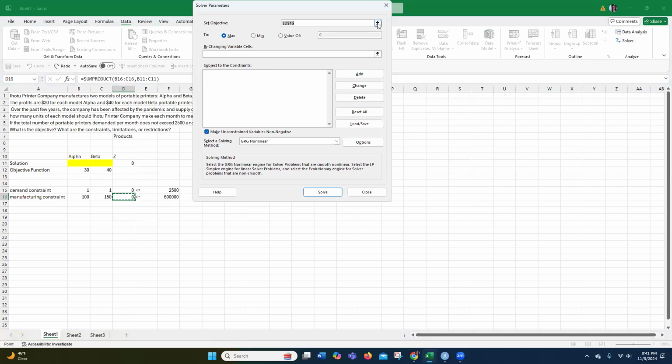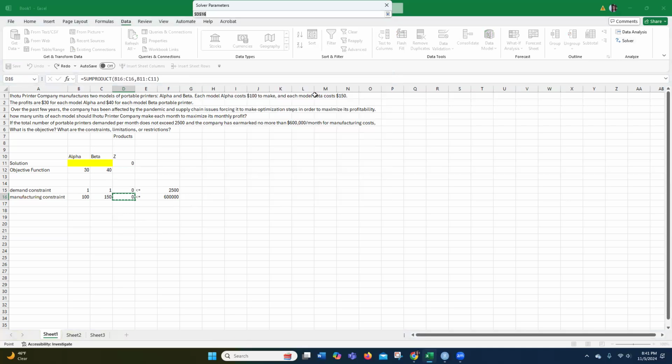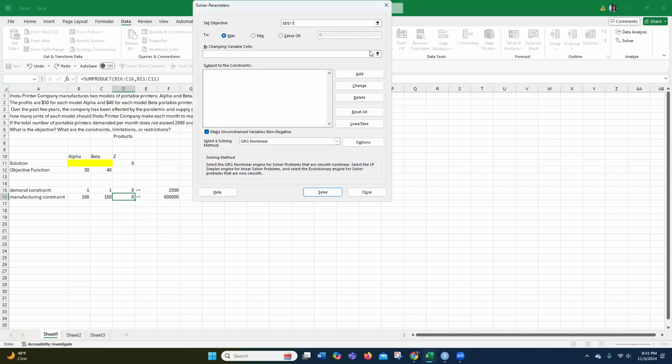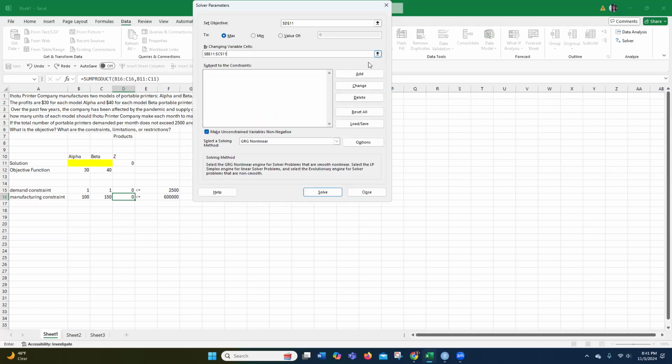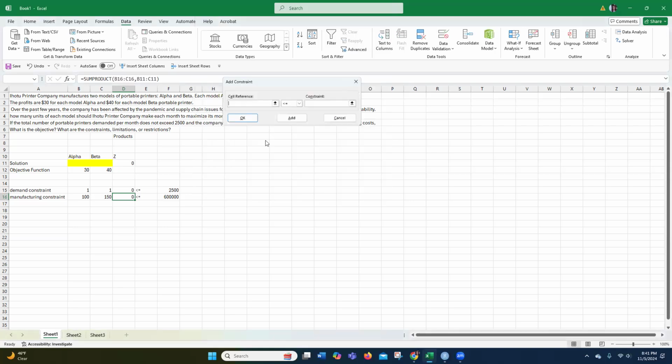To set the objective, we're going to select the up arrow and select this cell under Z to be where our solution goes. By changing the variable cells, this means we're going to get a certain amount of Alpha and a certain amount of Beta. So we selected those. Then we're going to be subject to two constraints.